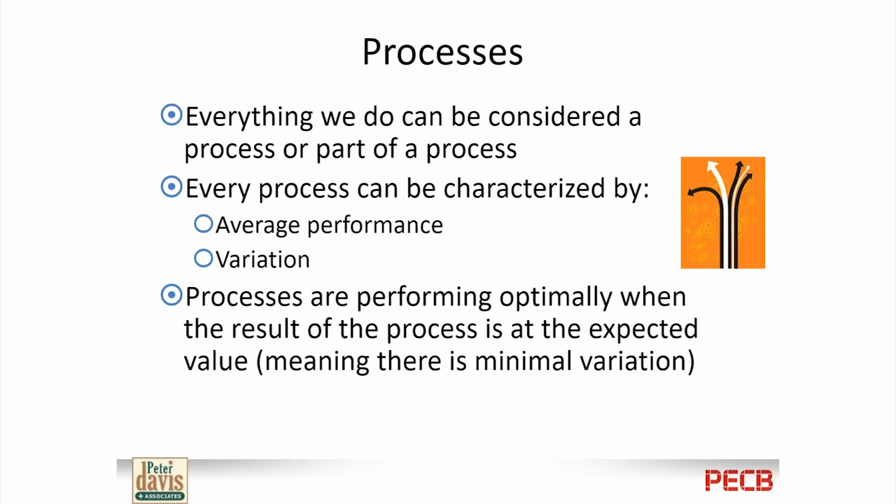So processes are performing optimally when the result of the process is within the expected value, meaning there is minimal variation. In Six Sigma, we consider minimal variations at 3.4 defects per million opportunity, because as they say, shift happens, so you can never get to 0 as processes wobble.